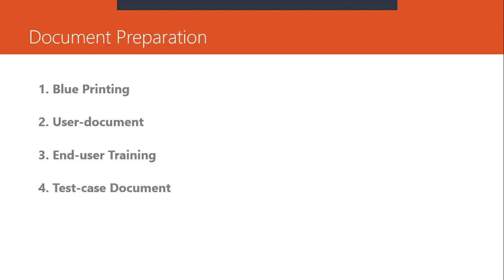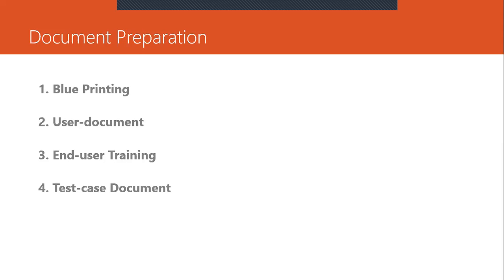Then the user document. For example, sales order, delivery, billing. Sales order, VA01, is the transaction code. All the transaction codes will be there, and the next processes too. Sales order, delivery, billing is a process, so those processes will be in the user document. End user training will be given to the end users by the consultant only.